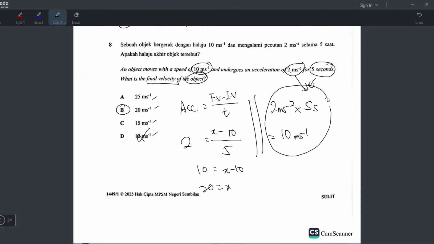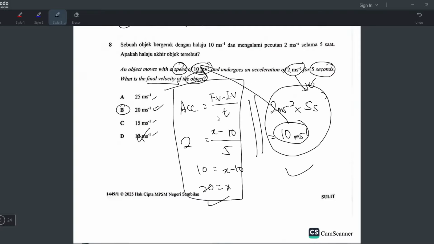Okay, if you use the method that I did here, it's correct also. Because after you find out this 10, you plus with this. Because this is the initial speed, right? And now you accelerate, you add to your speed by 10. So your final velocity will be 10 plus 10, which gives you 20 also. So yeah, you can do both methods. But I think this method is less confusing, because you just use the formula, right? But it works also. Okay. So that's all.